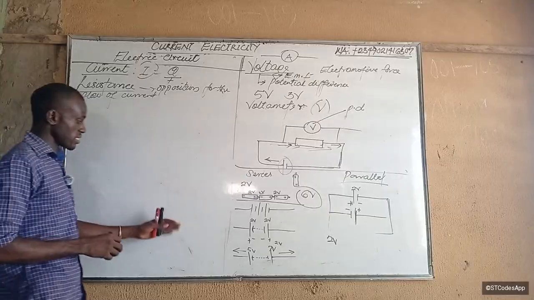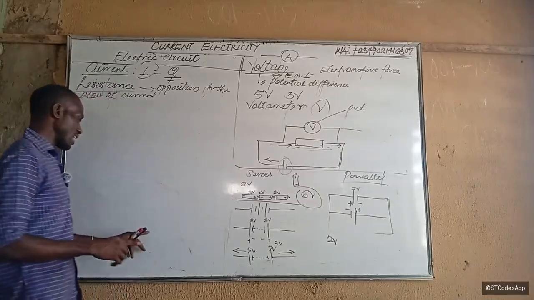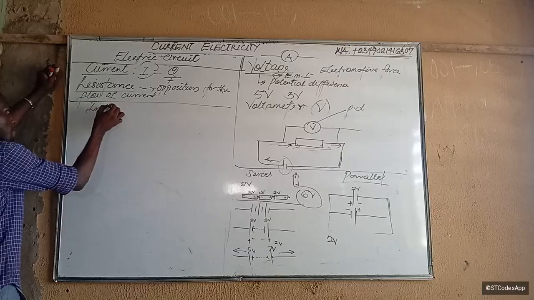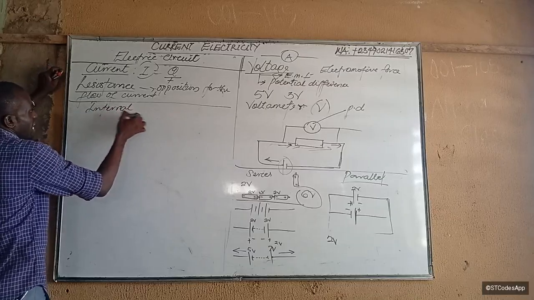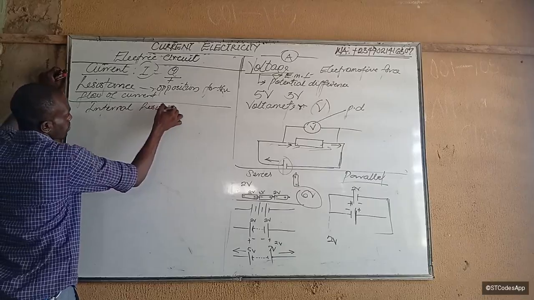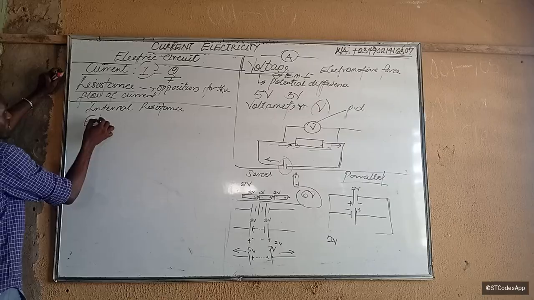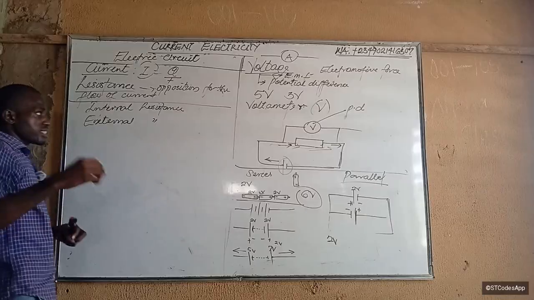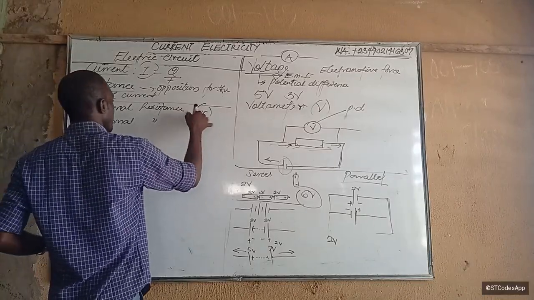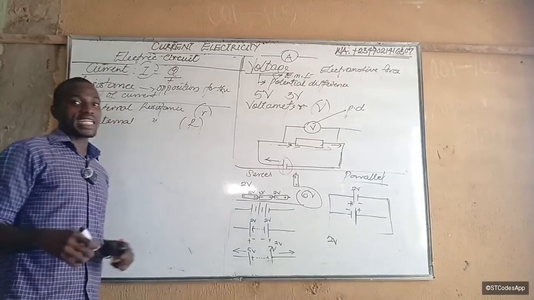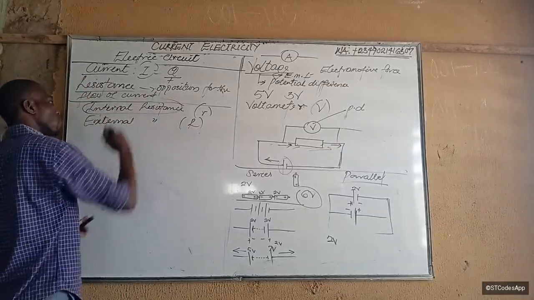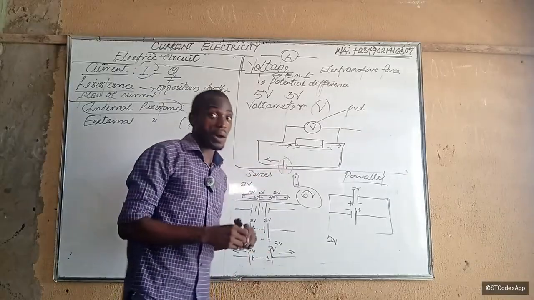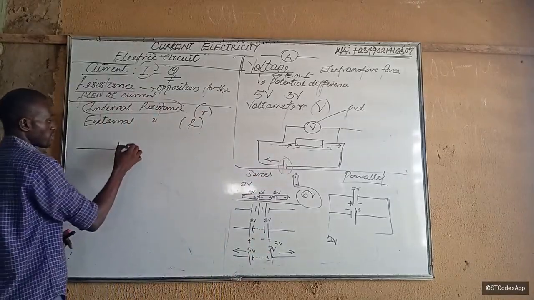Now there's something about resistance that you have to know. There are 2 types of resistance. We have the internal resistance and the external resistance. The internal resistance is denoted by small r, external resistance is denoted by capital R. Okay? Now, internal resistance is just the resistance within the cell. So this is it. No cell is 100% efficient. So our battery, for example, is not going to be 100% efficient.